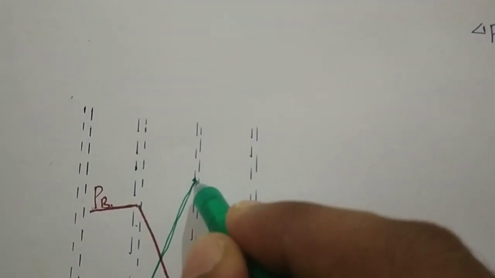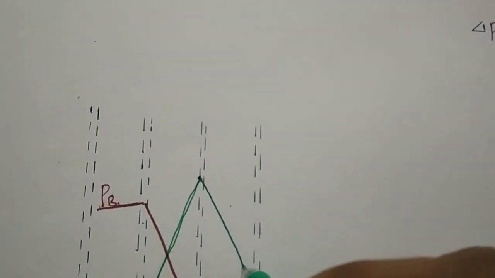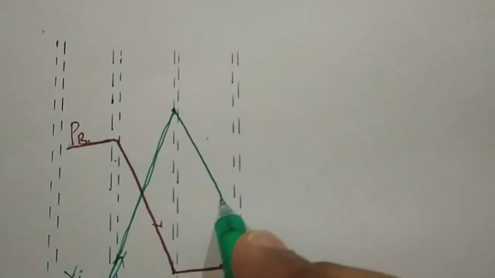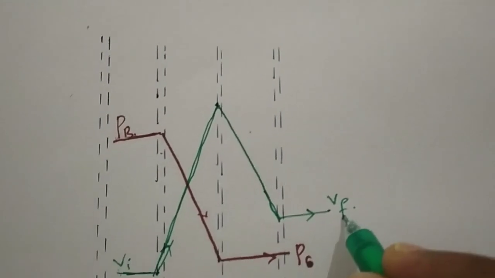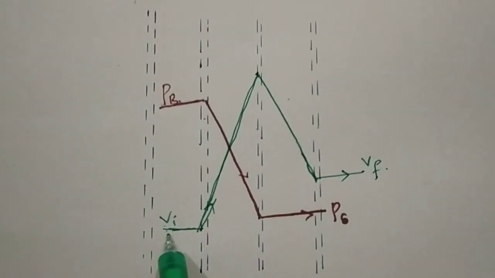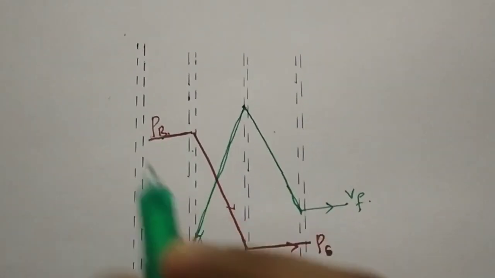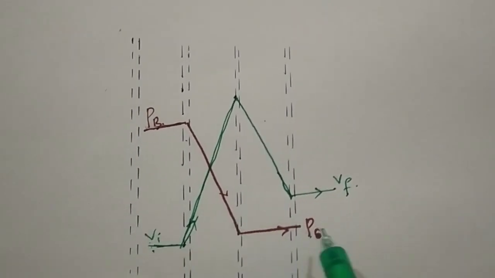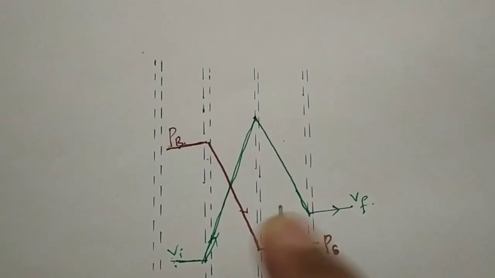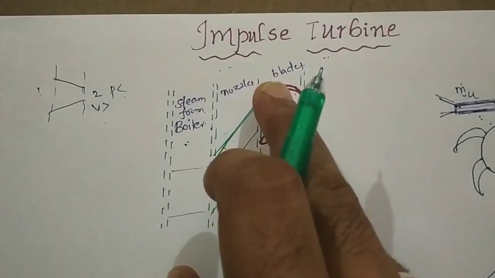Therefore the velocity decreases. This is the final velocity. This is V final and this is V initial. This is the initial boiler pressure and this is the condenser pressure. This graph shows how the pressure and velocity change in the impulse turbine.